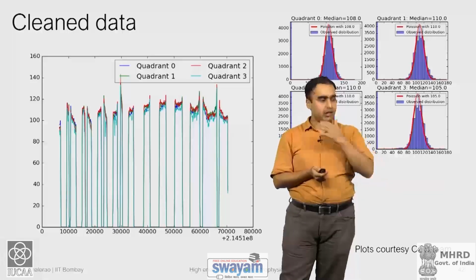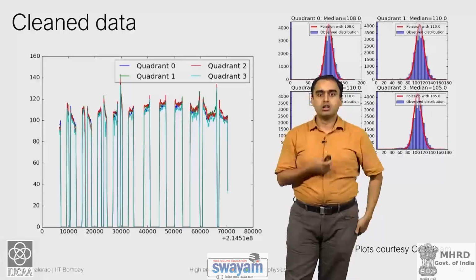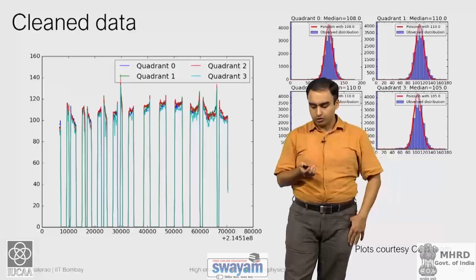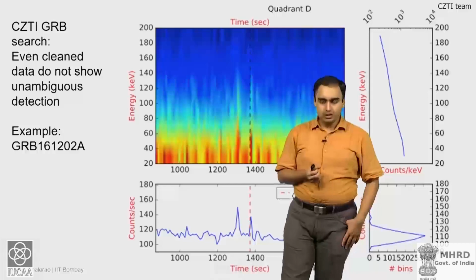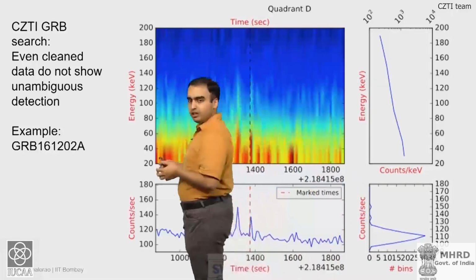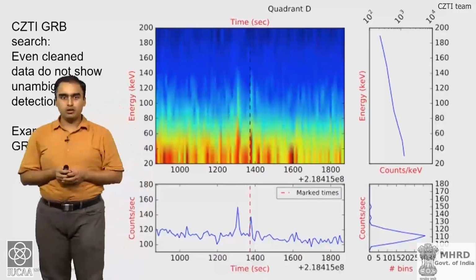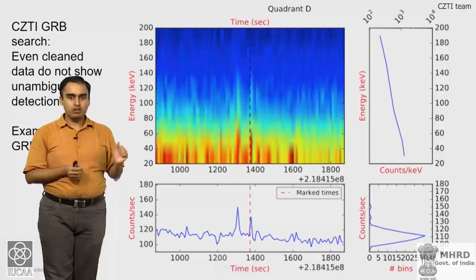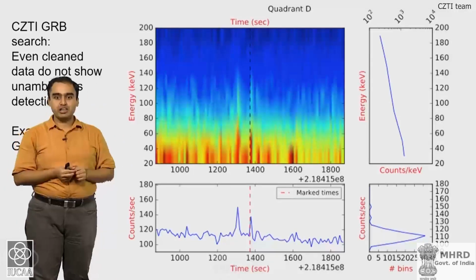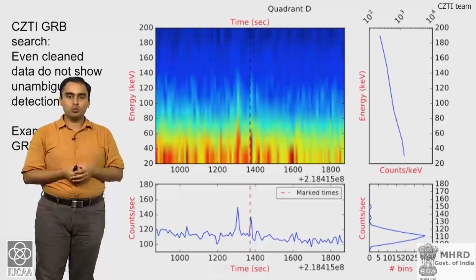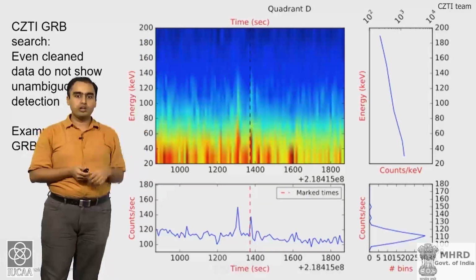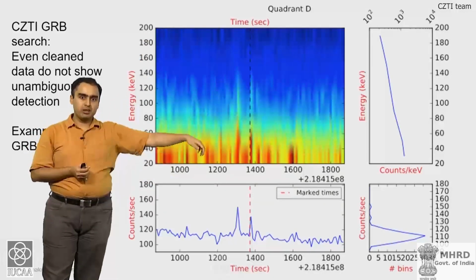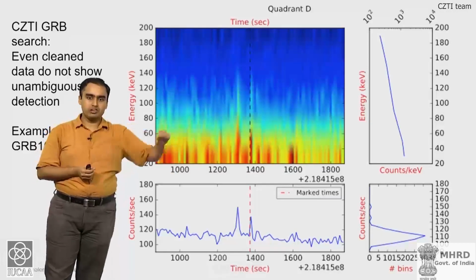You try to clean the data and you then try to process it, and then you start looking for transients. So, just to again give you a qualitative feel of how this is done, here is a spectrogram or a time energy plot of CZTI for a small interval. The time on the x axis is plotted in seconds, so this spans just about 1000 seconds of data. On the y axis we have energy going from 20 keV all the way to about 200 keV. On the x axis time is progressing in that direction.